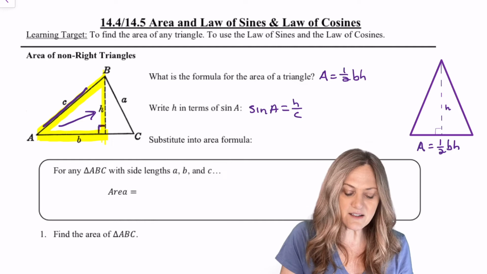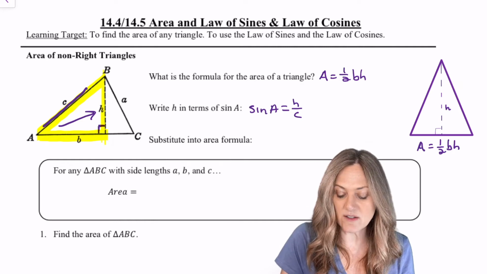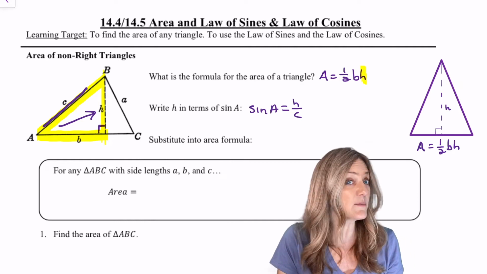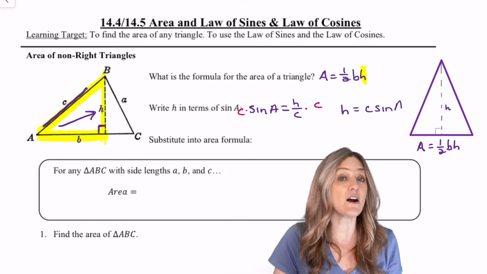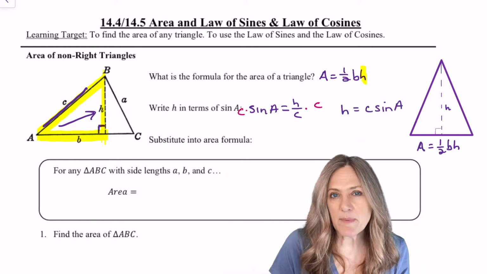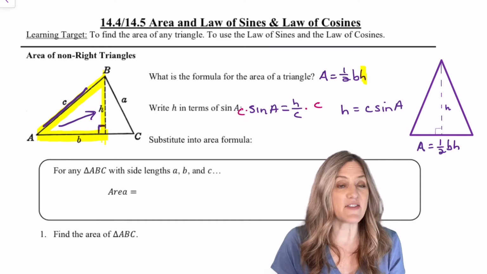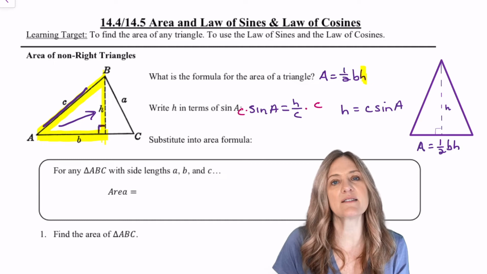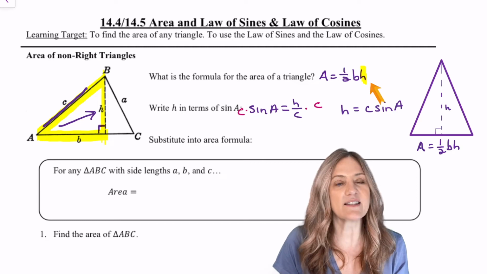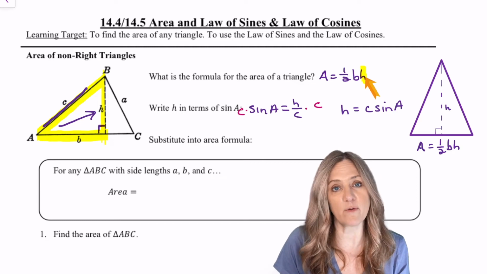Now, let's go ahead and solve this equation for H, because do you see what I'm doing? I'm going to get an equivalent statement for the height based off an angle. Multiplying by C on both sides, I now have that the height is also equivalent to side C times sine of angle A. Let's substitute that into the area formula.